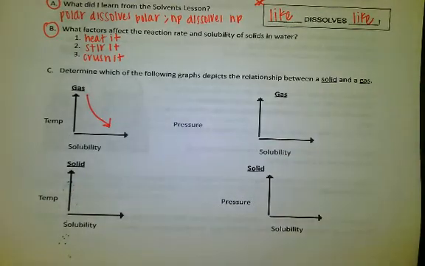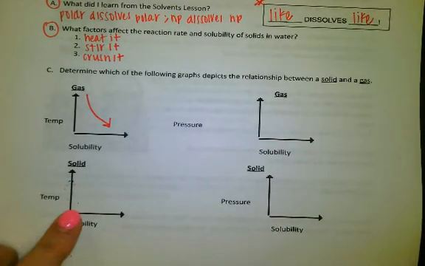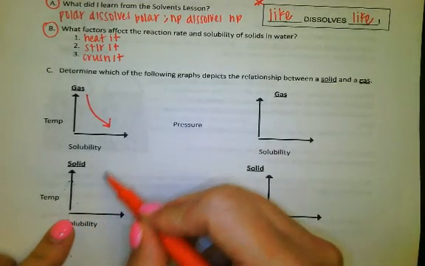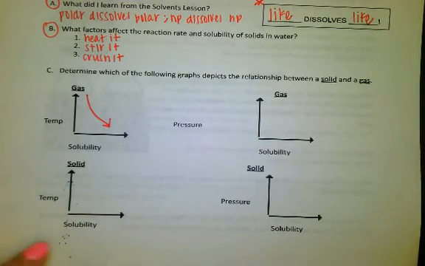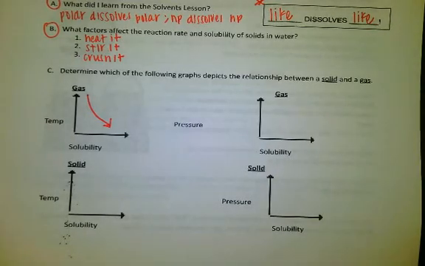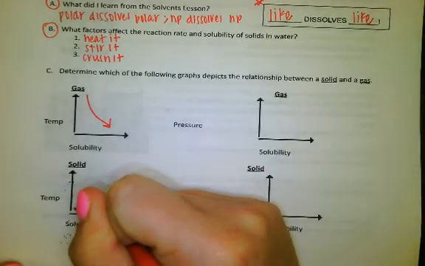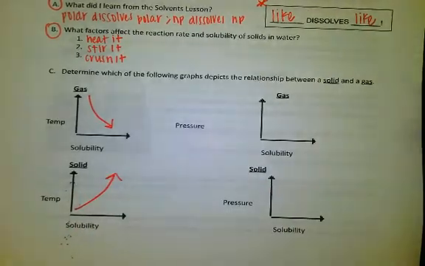All right, so temperature and solubility for a solid. What do we think our graph's going to look like when we increase our temperature? What's going to happen to my solubility? Increase. Just like I was saying for making sweet tea, when I increase my temperature of my tea, am I able to dissolve more sugar?